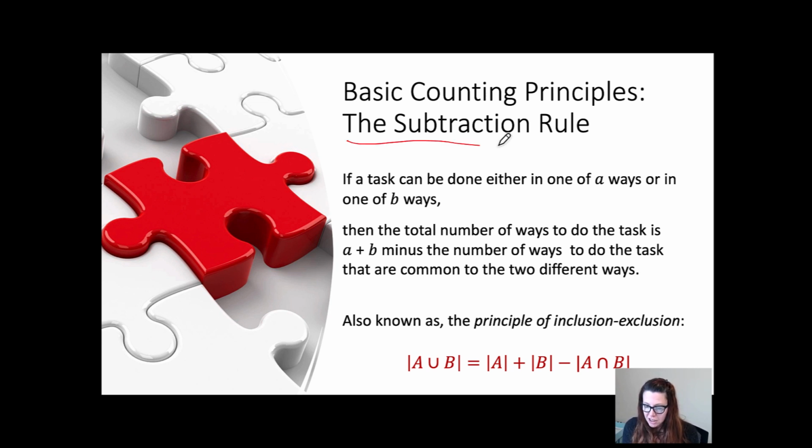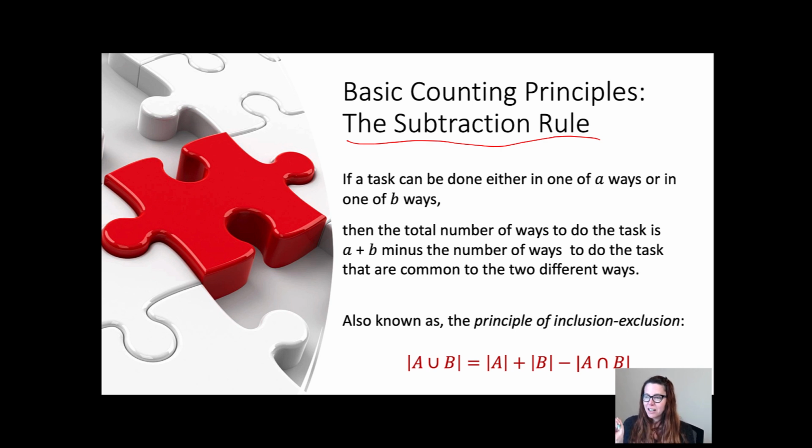Okay, so we've done the product rule, we've done the sum rule, and now we're getting to the subtraction rule. So this is very related to the sum rule. And in fact, in some ways you can almost disregard it and just say, oh, the subtraction rule is a sum rule when there's an overlap between the two possible ways. And you'll see what I mean by saying it almost is okay. Anyway, I'll show you it in a moment.